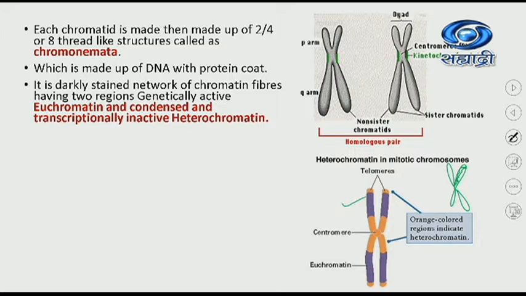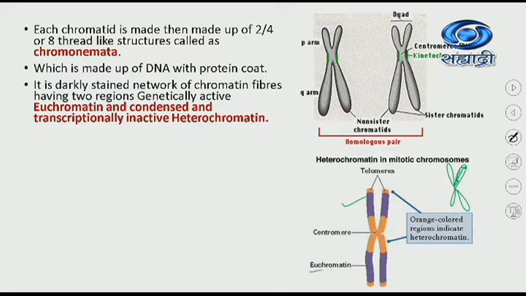This picture is very nice. You can see here, there are two types of regions. One region is darkly stained, the other is lightly stained. Okay? The genetically active euchromatin and the condensed, transcriptionally inactive heterochromatin are present.